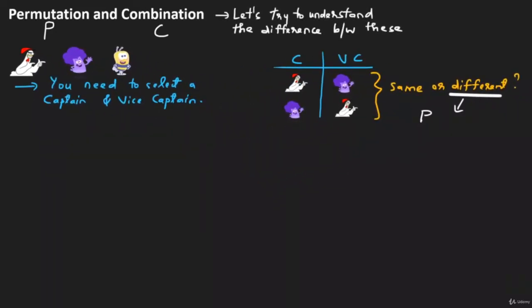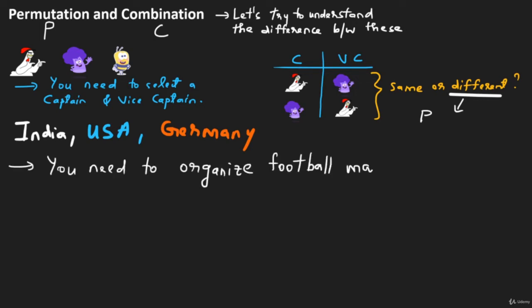Alright, now let's take another example. Say we have three teams. We have India, we have USA, we have Germany, for example. And from these three teams, you need to arrange football matches. Alright, now say in one way in which I want to arrange a match is India versus USA. Another way is USA versus India.